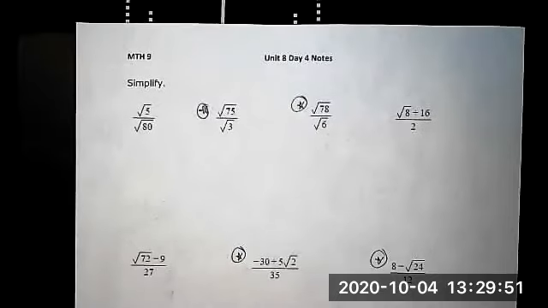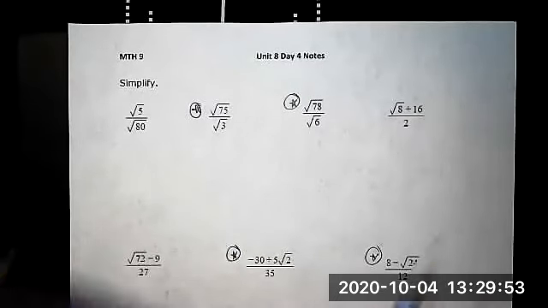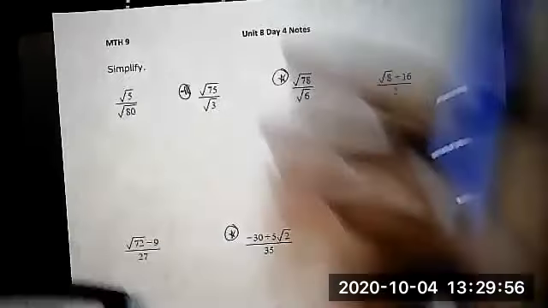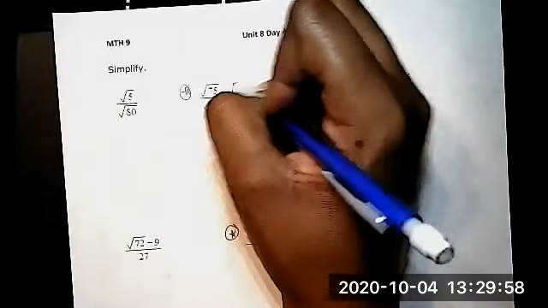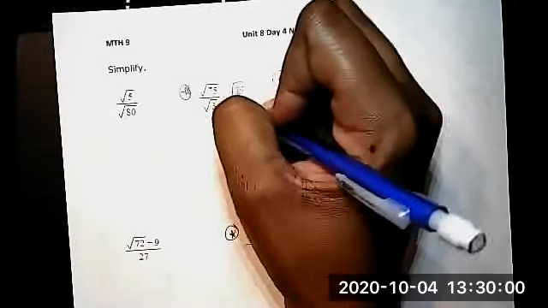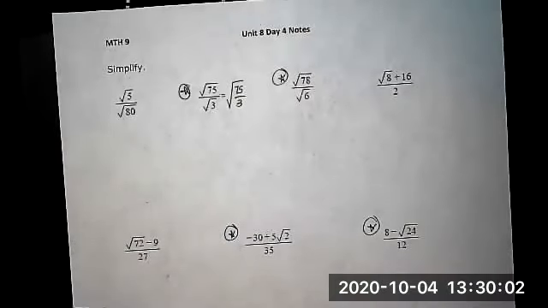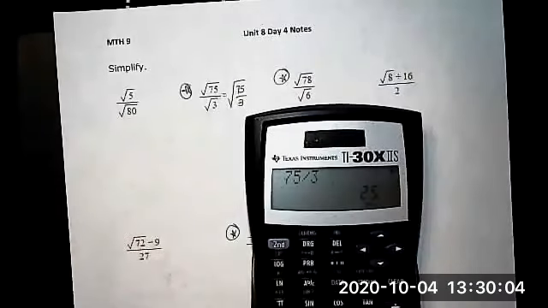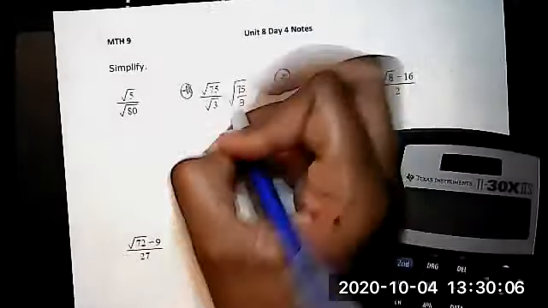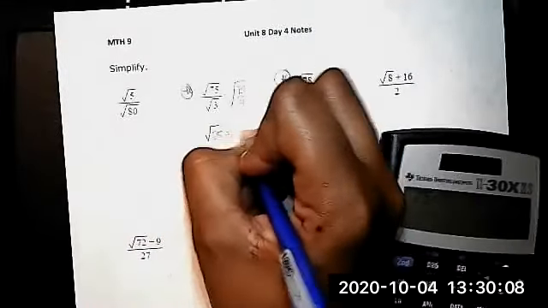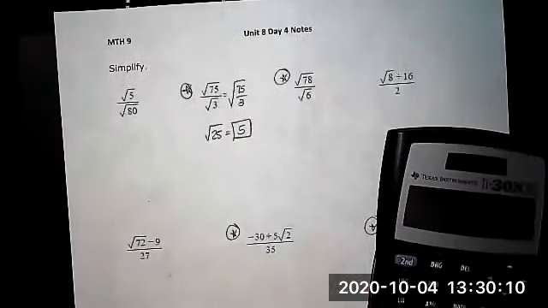Okay. For these, I would divide the numbers, 75 divided by 3, see what happens there, because this is the same thing as the square root of 75 divided by 3. So just divide those two numbers, 75 divided by 3, hopefully it gives you 25. Okay, 75 divided by 3 gave us 25, so this becomes the square root of 25, which is 5.